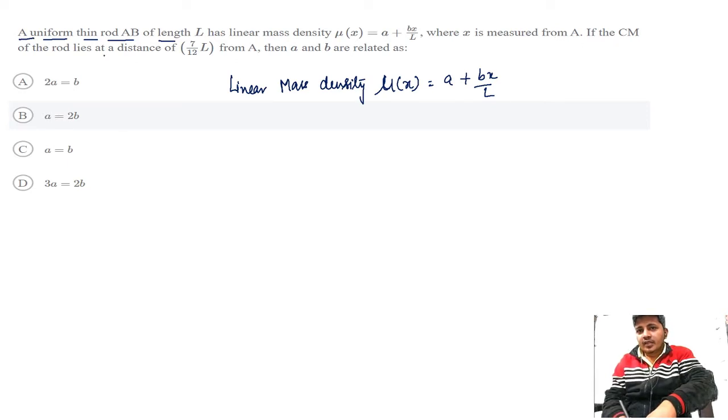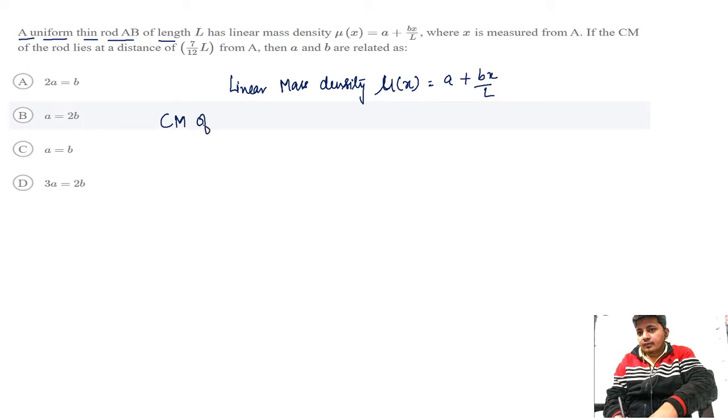If the center of mass of the rod lies at 7 by 12 L from A, that is the distance from x, then A and B are related. So we have to find the relation between A and B. Here, the center of mass of the rod is given, which is the X coordinate of the center of mass, so we would consider only the X coordinate.